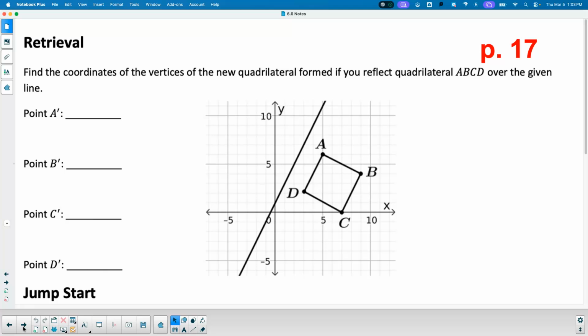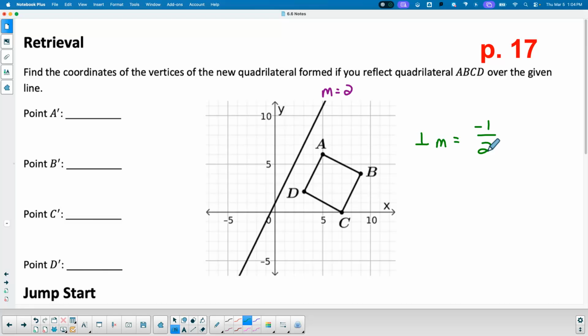So the first thing that we need to do is find the slope of that line, right? Okay, what is the slope of our given line? 2. Yes. Okay, so then what would my perpendicular slope be? Negative 1/2, because I can't just be opposite. I've got to be opposite and reciprocal. So that's negative 1/2. So I'm going to be reflecting in that line with a negative 1/2 slope.